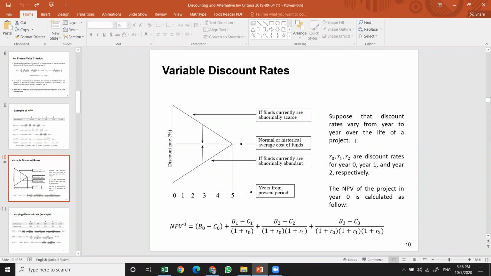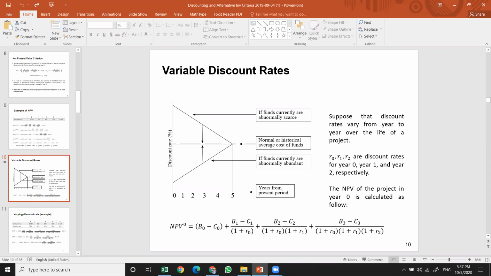So what if we have different discount rates, not just one discount rate? In the previous example, we had only one discount rate, but what if we have variable discount rates? Suppose the discount rate changes from one year to another over the life of the project, like R0, R1, and R2 are discount rates for year 0, year 1 and year 2 respectively. And the NPV of the project in year 0 is calculated as follows. So you're given the formula how to calculate NPV with different discount rates, like 1 plus R and so on.